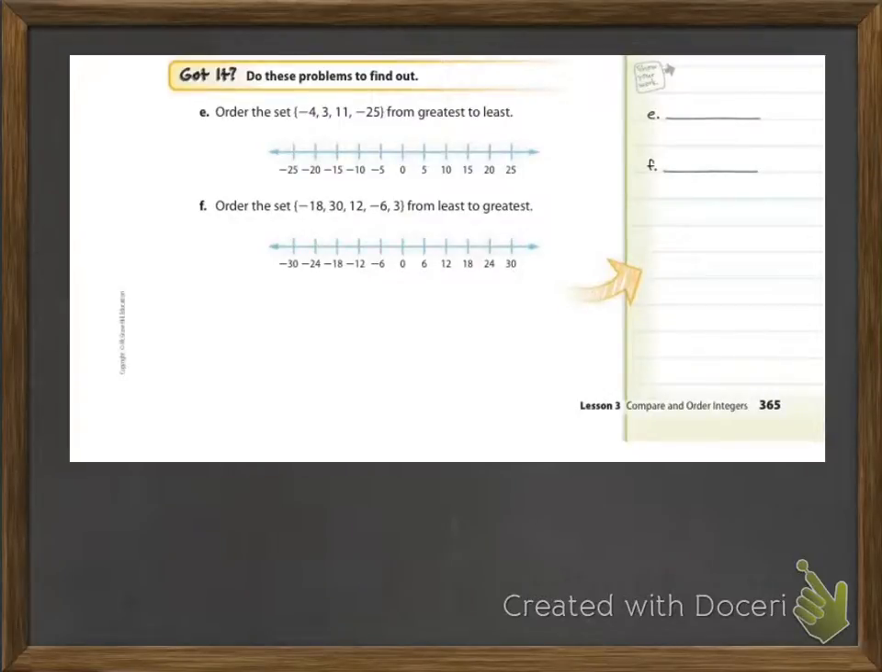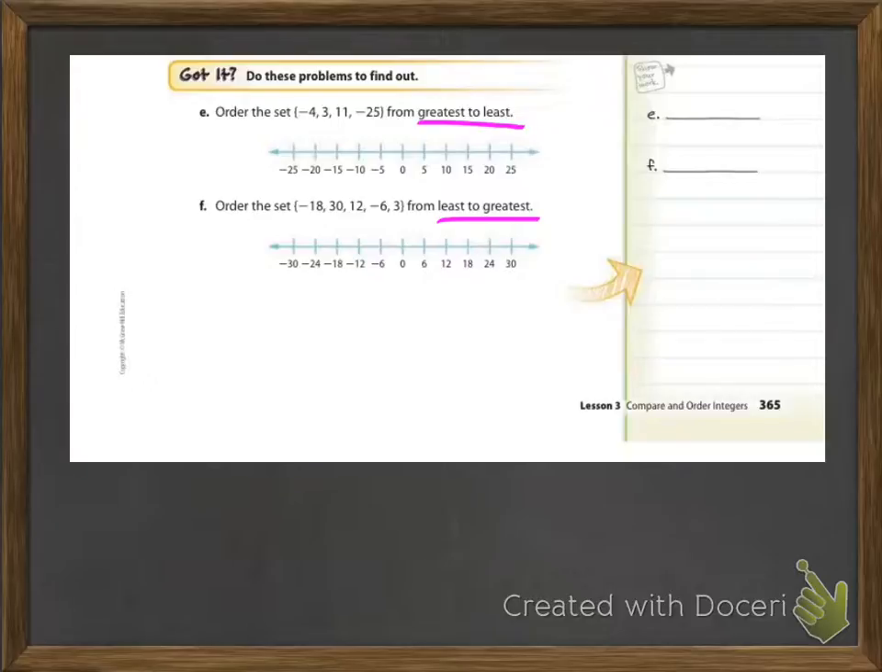All right, now you guys try. On this one, they gave you a number line, so I want you to plot these points on the number line and then write them in order. The first one says greatest to least, and the second one says least to greatest. So be sure that you're paying attention so you're doing this in the correct and proper order.